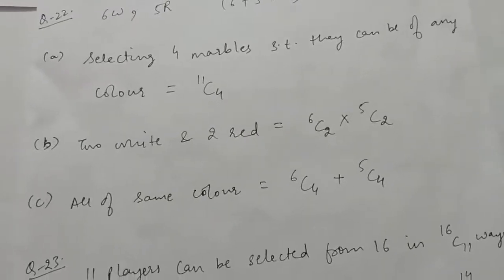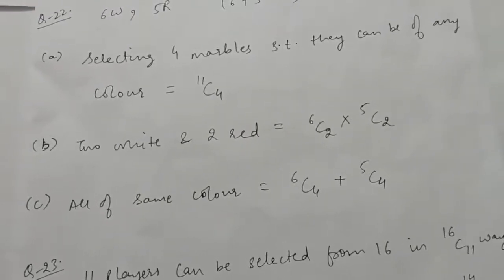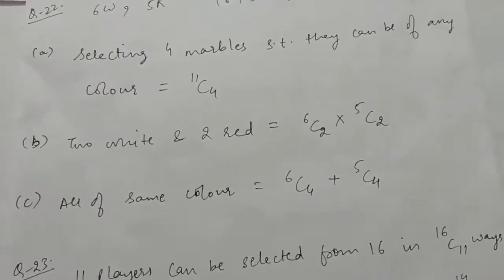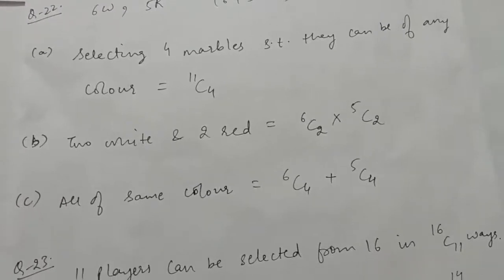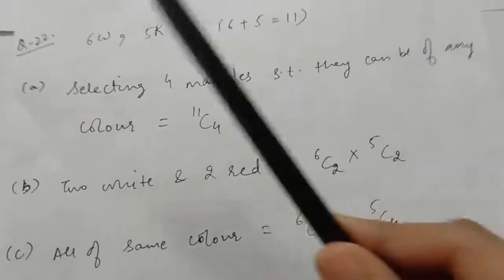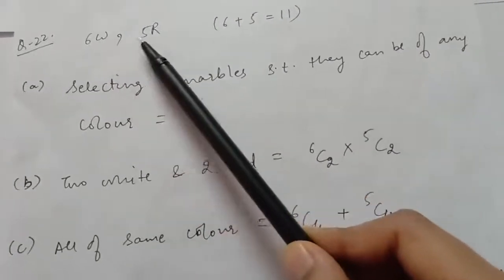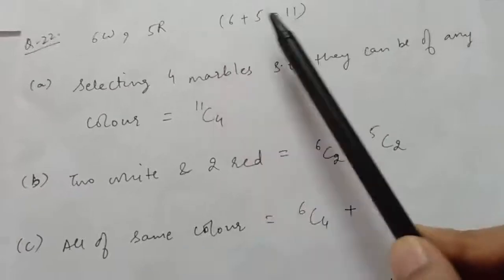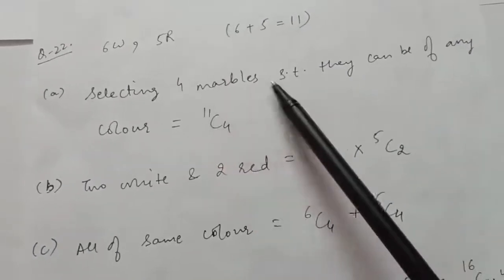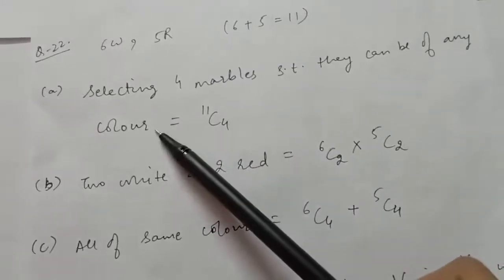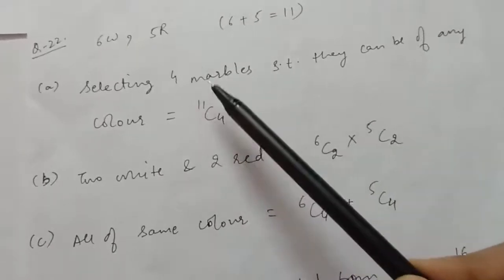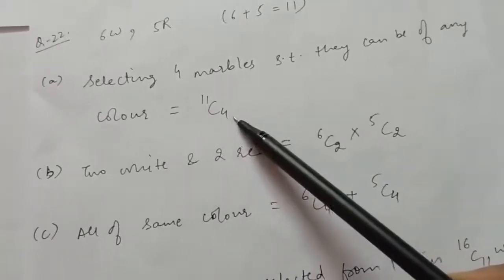Now question 22nd is: a bag contains 6 white marbles and 5 red marbles. Find the number of ways in which 4 marbles can be drawn from the bag. First is if they can be of any color. Now in the question they have said that in a bag there are 6 white marbles and 5 red marbles. Total marbles are 11. We have to select 4. The first case is such that they can be of any color. That is, out of 11 we want to select 4 because there is no condition. So 11C4 will be the answer.